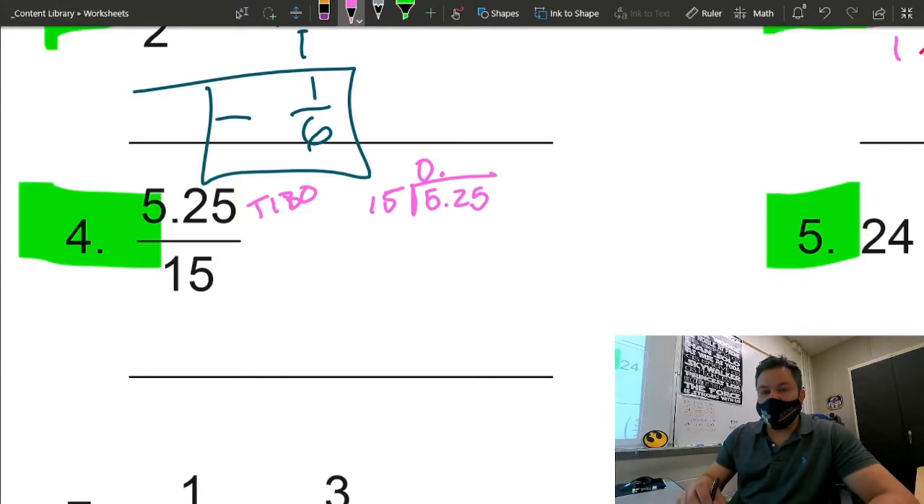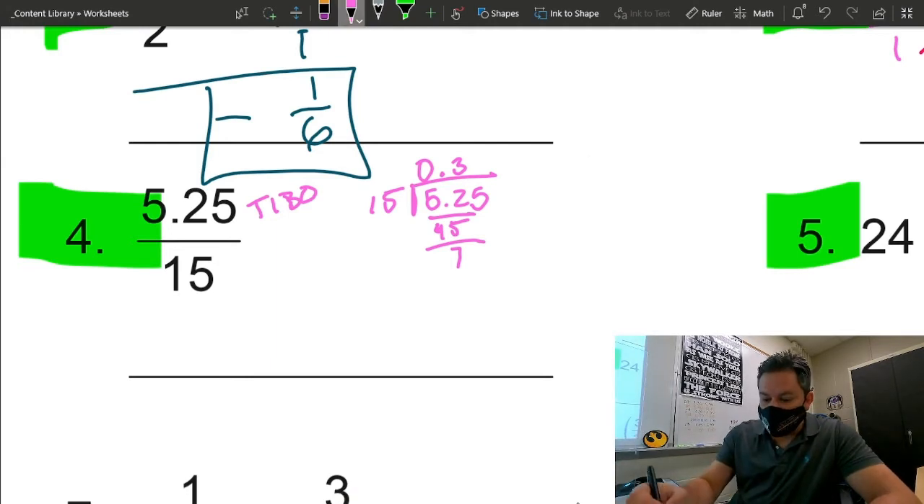How many times does 15 go into 52 now? It's gonna go in 3 times. 15, 30, 45. So 3 times. 3 times 15 is gonna be 45. At this time, we're gonna subtract, and we're gonna get 7.